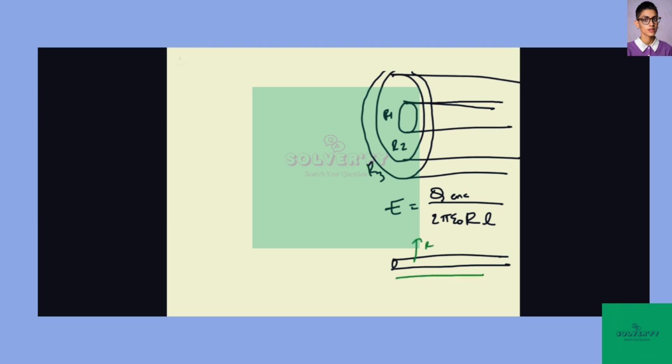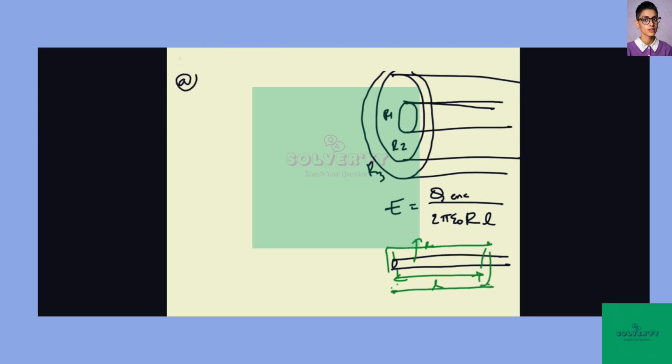First of all, if you've done the previous problems, you will remember that the electric field due to a cylinder is of the form Q enclosed divided by 2 pi epsilon naught r L, where r is the radial distance from the cylindrical source, L is the length of the cylindrical source, and Q enclosed is the charge enclosed within your Gaussian surface.